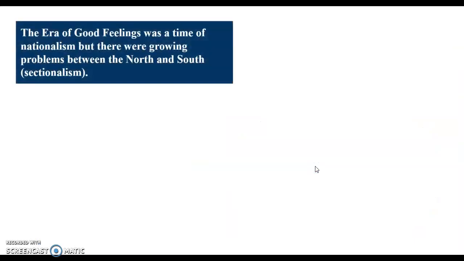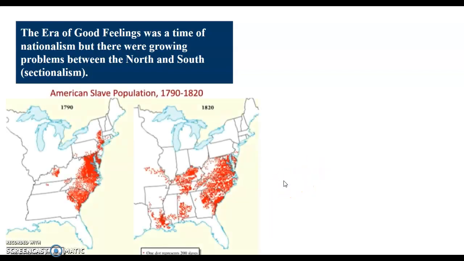So even though this was called the era of good feelings and there was a time of nationalism, there were also growing problems between the North and the South. And this is known as sectionalism, when we see these sections starting to break off and these differences between the North and the South. And so one of the differences is slavery. And so in 1790, you see slavery in both the South and the North. By 1820, most northern states have outlawed or banned slavery.